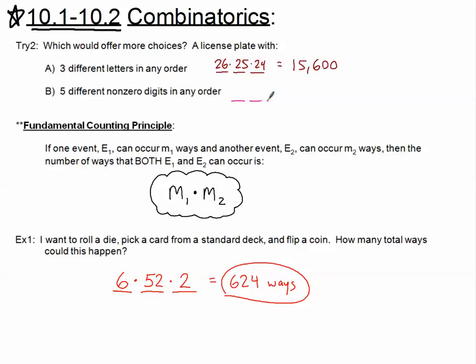So there's 5 events here. Non-zero means that I can't include 0, so there's only 9 ways to pick the first one, and then 8, and then 7, and then 6, and then 5. And if I multiply all those together, I get 15,120. So this is our big winner, and if you chose A, then you were correct.